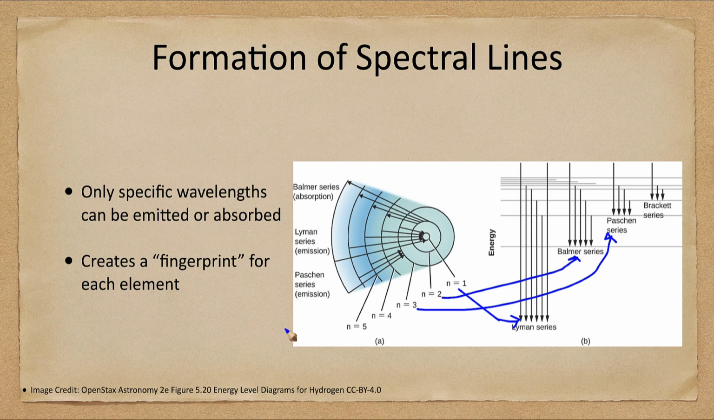So only specific wavelengths can be emitted or absorbed. Remember, we saw very specific lines in those emission and absorption spectra. And this gives us a fingerprint, because each element has very distinct energy levels, and that allows us to tell the difference between these.